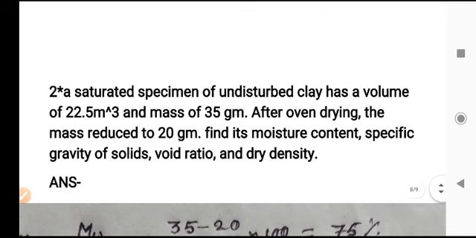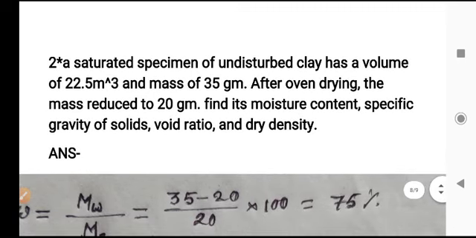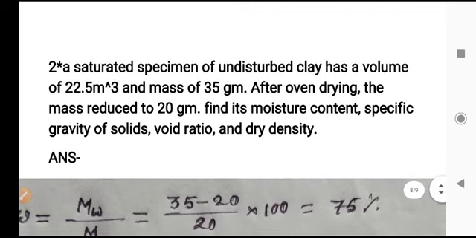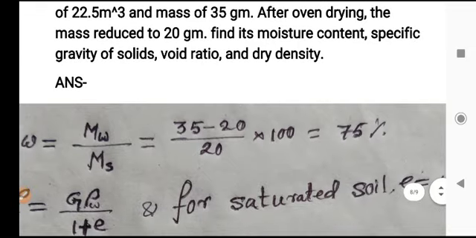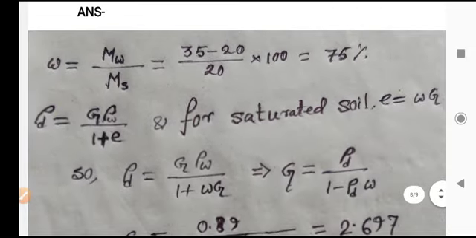Next problem. A saturated specimen of undisturbed clay has volume of 22.5 meter cube and mass of 35 gram. After oven drying, the mass reduced to 20 gram. Find the moisture content, specific gravity of solids, void ratio and dry density. Answer.